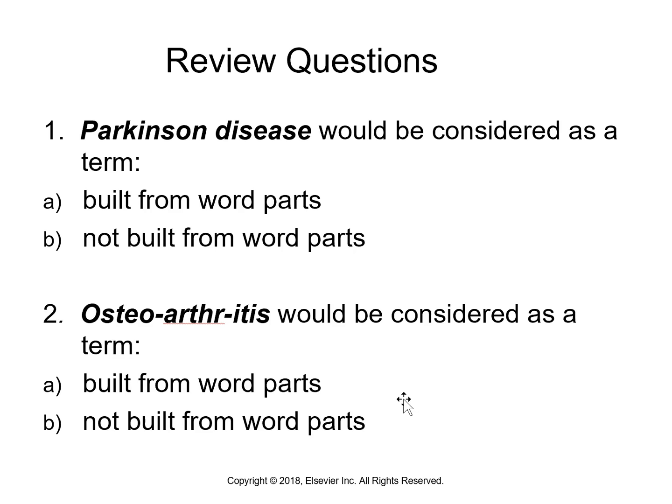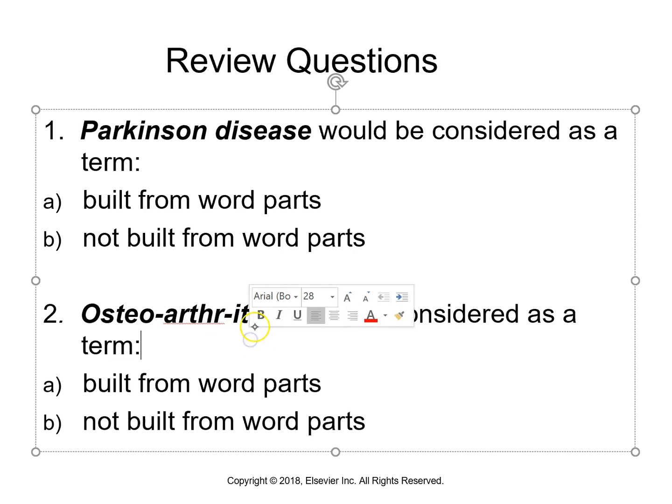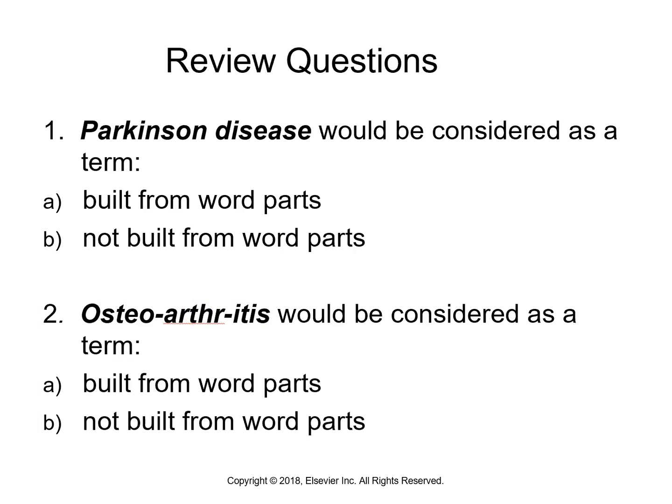Osteoarthritis would be considered as a term... Hope you said A. It is built from word parts, and I put these little dashes in between just to show you the word parts. Itis, remember what that means, is inflammation. Osteo is a new one. It means bone, and arthr means joint. So put these all together, reading from this side, the itis side, the right side, inflammation of the bone and joint.